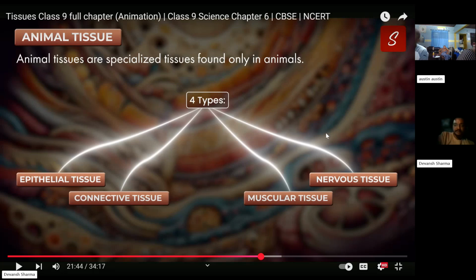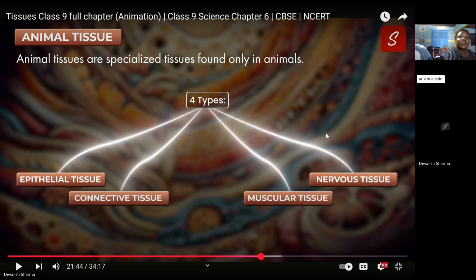Epithelial tissue. Connective tissue. Yes, sir. Muscular tissue and nervous tissue.